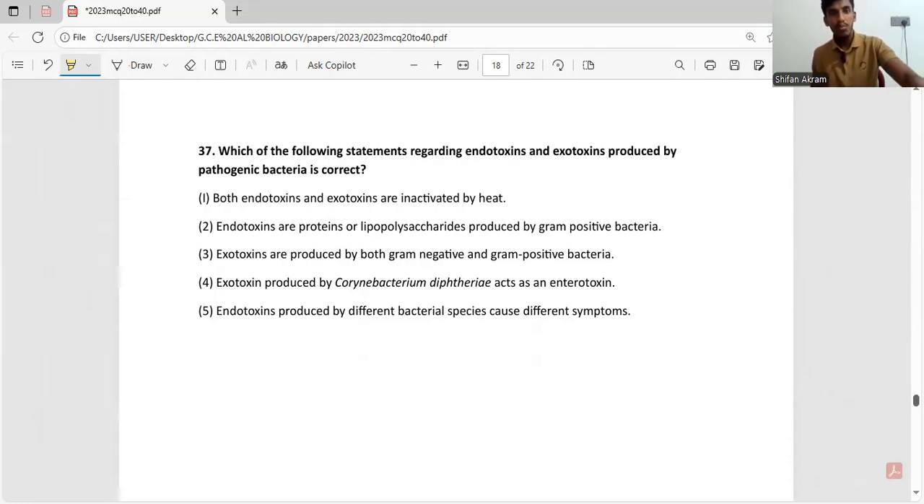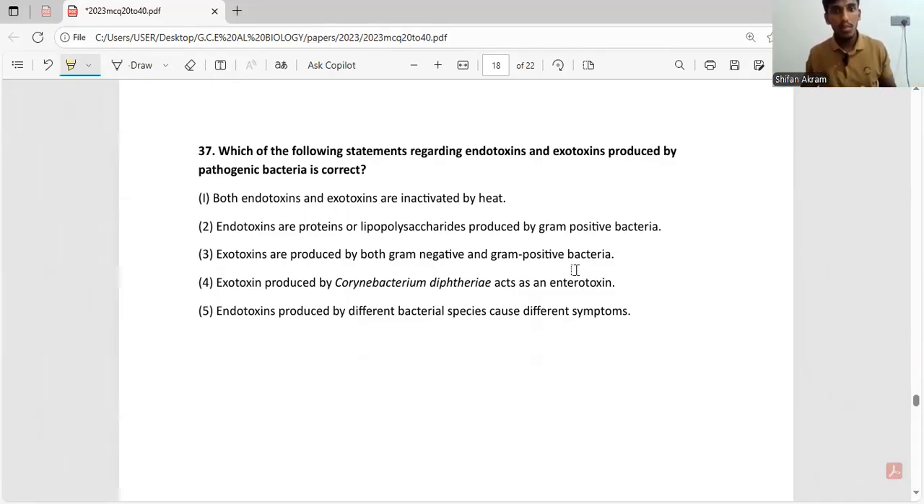So first statement, they are saying both endotoxins and exotoxins are inactivated by heat. Now, endotoxins cannot be inactivated by heat because endotoxins are thermostable. But exotoxins are thermolabile, which means they can be inactivated by heat. So this statement is wrong. Now let's go through question statement 2.